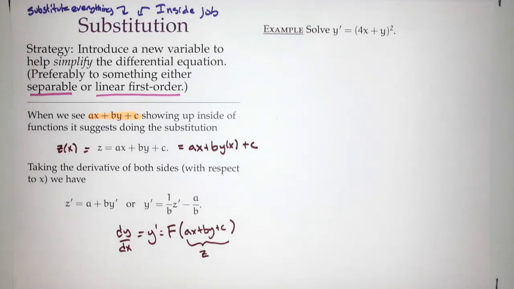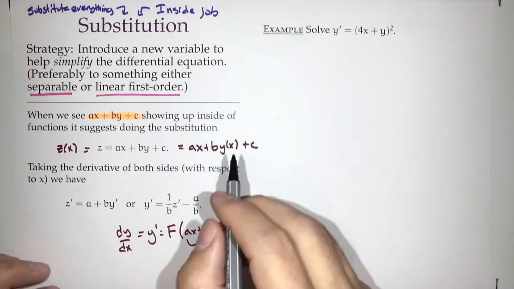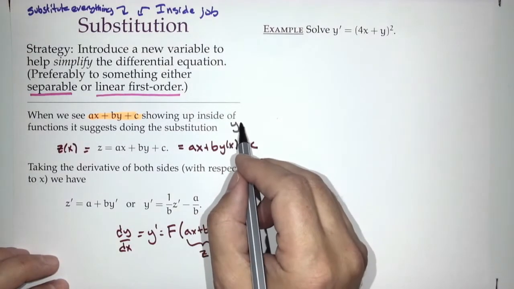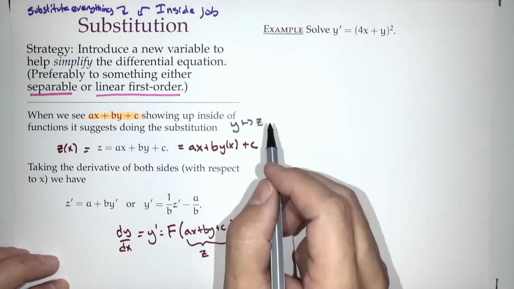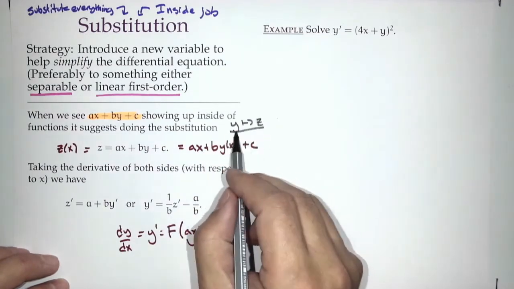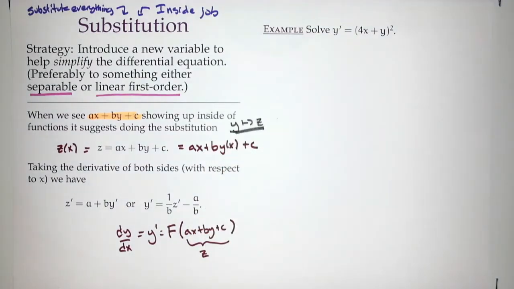So in particular, what I'm trying to get at is we introduce a new variable z, and we ask which variable is being replaced. The variable that's being replaced here is y. We're going to let y be in terms of z. That's the goal here. So we're replacing the y variables.